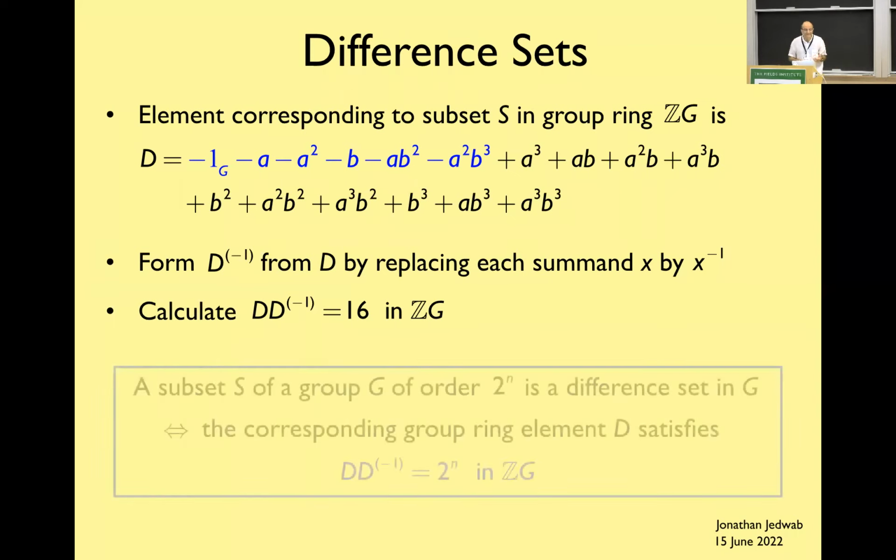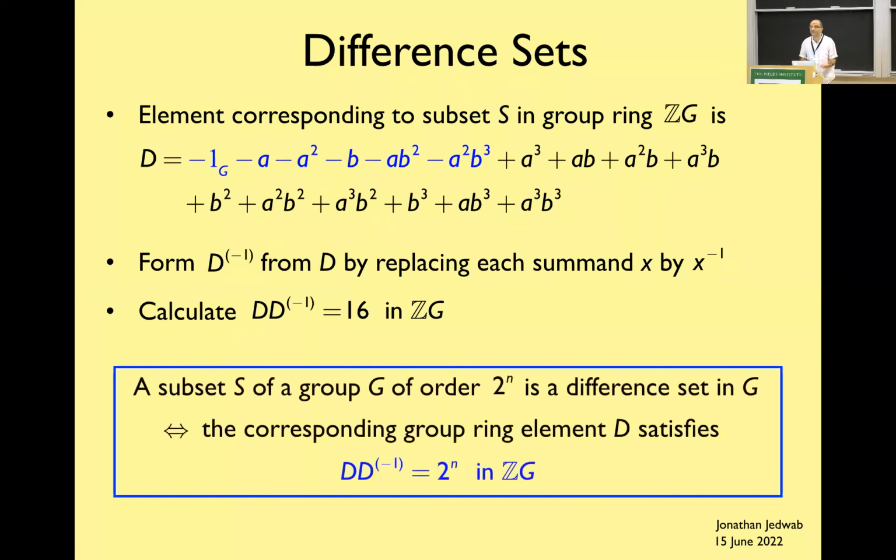Okay? Well, that's equivalent to the property I told you before. A subset of a group of order 2 to a power of 2 is a difference set in the group if and only if, when we make the group ring element in the way that I just showed you, we get this equation satisfied.